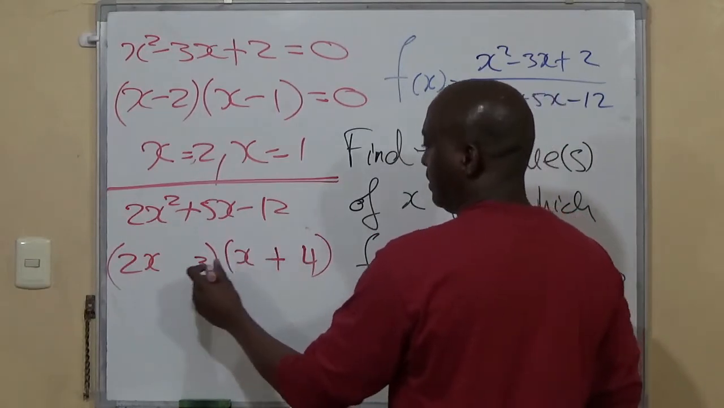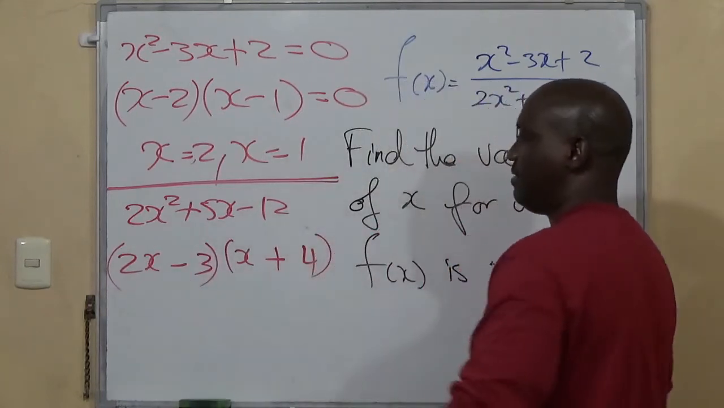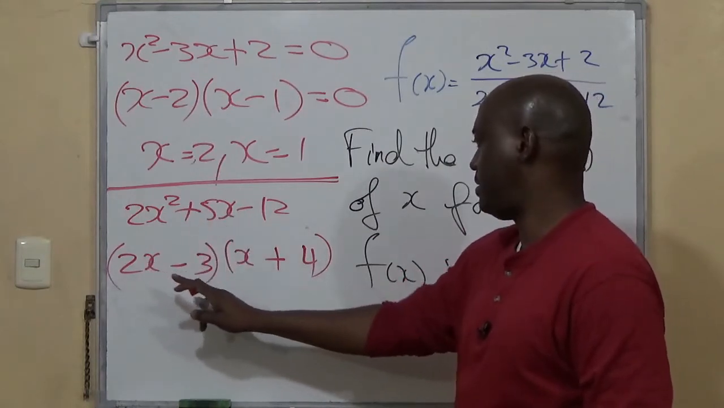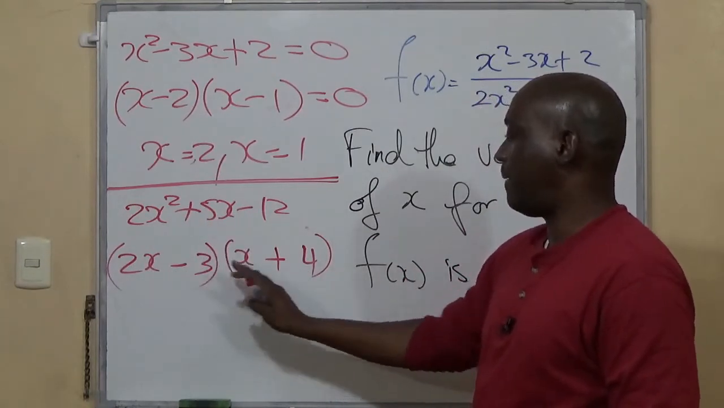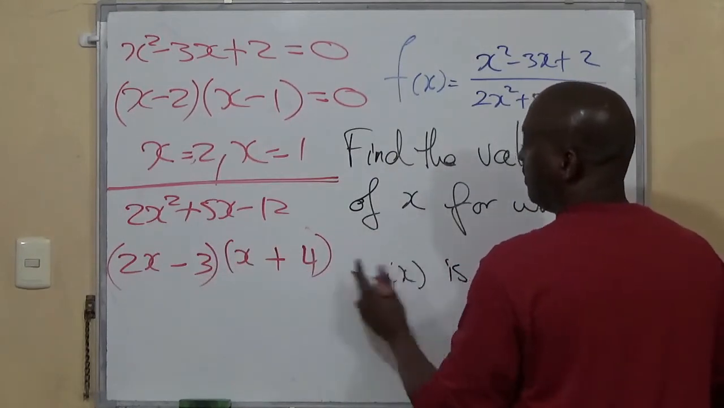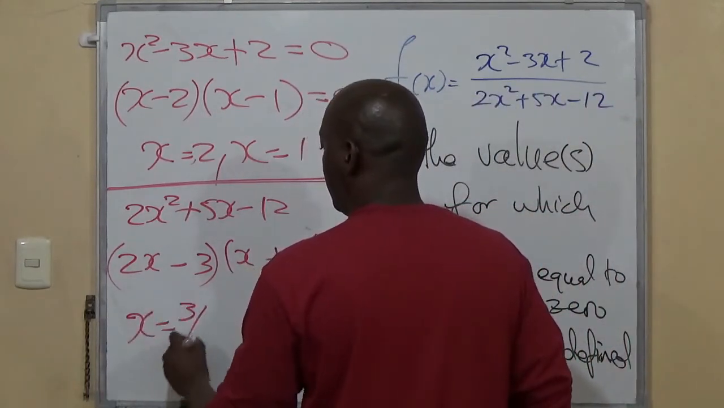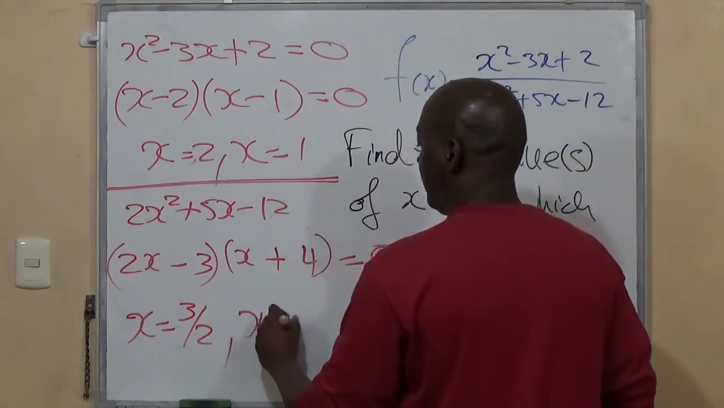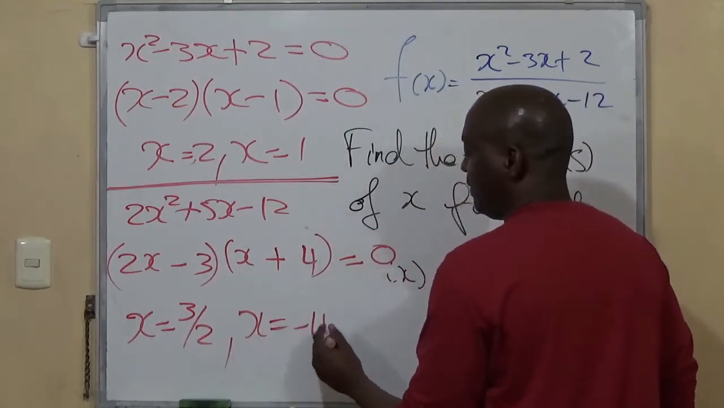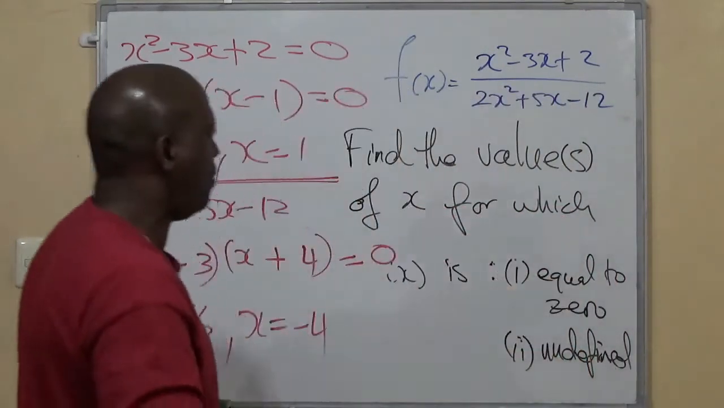8 minus 3. Again, we're not going through the steps of how we get from here to here. Let me just double check. 8x minus 3x is 5x. 4 times 3 is 12. So 2x minus 3 into x plus 4 will be equal to 0, in which case x is equal to 3 over 2 and x is equal to minus 4. Alright? And that's it. So again, let me take it even further now.